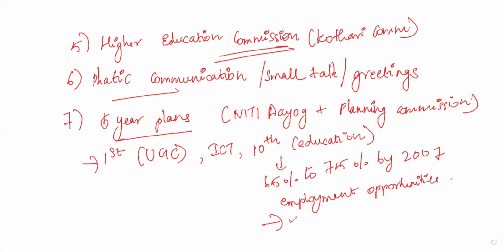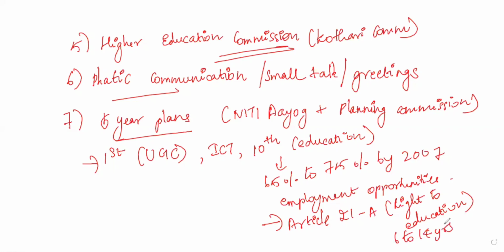And then Article 21A, which has become a fundamental right, is about the right to education, free and compulsory education for the ages 6 to 14 years. When was this formulated? This was in the 11th 5-year plan. These details you need to know. This is just the gist I'm giving for you to prepare for your exam.